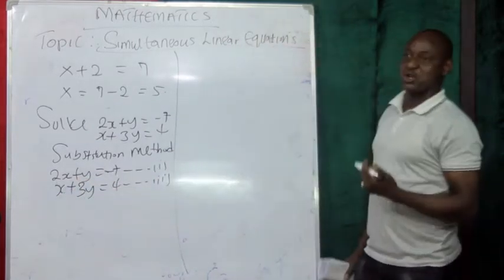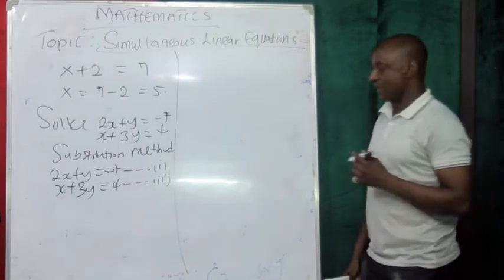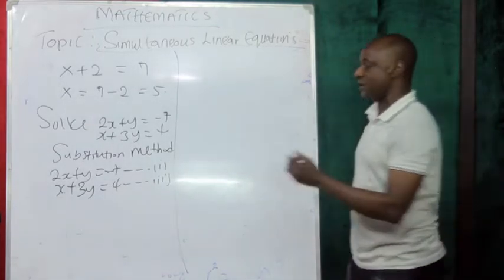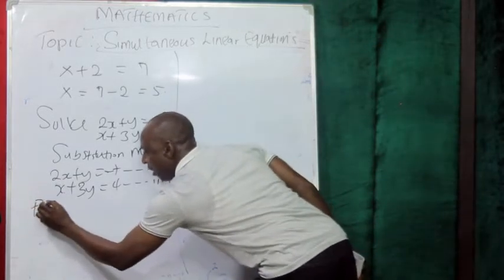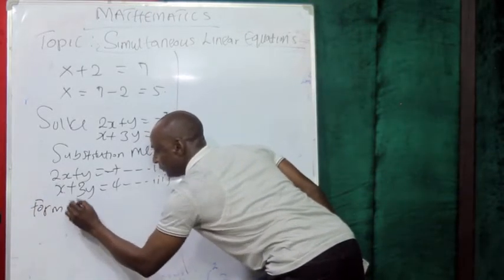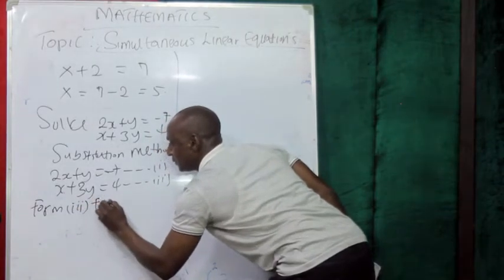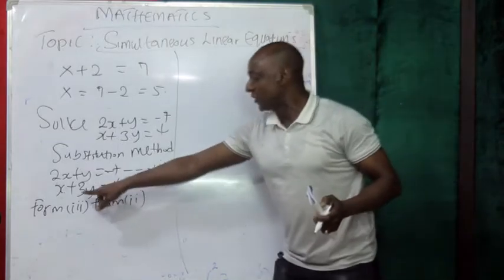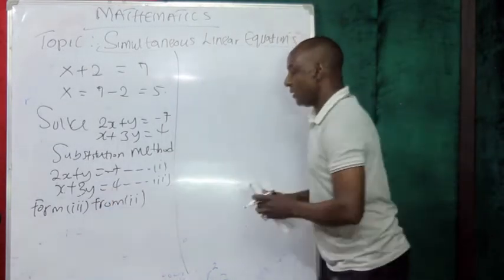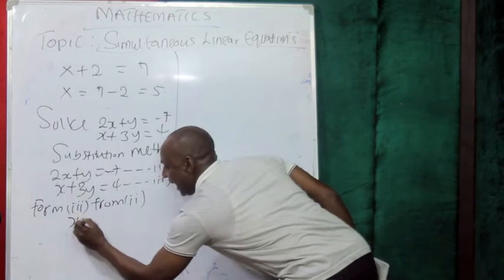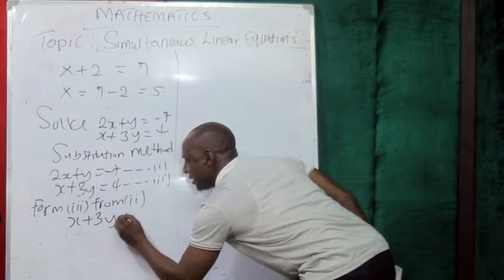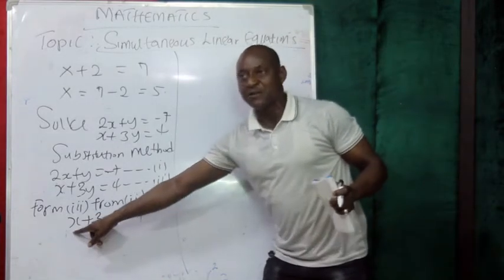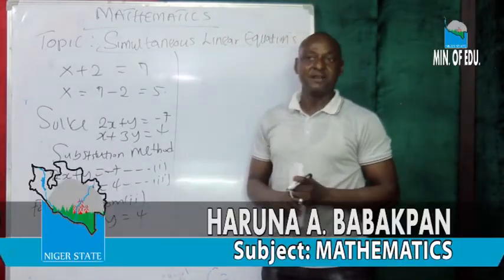So let me pick equation 2 to form my equation 3. And you can equally pick your equation 2 to form your equation 3. So you write form 3 from 2, meaning you are forming equation 3 from equation 2. Writing your equation 2 again, x plus 3y equals 4.